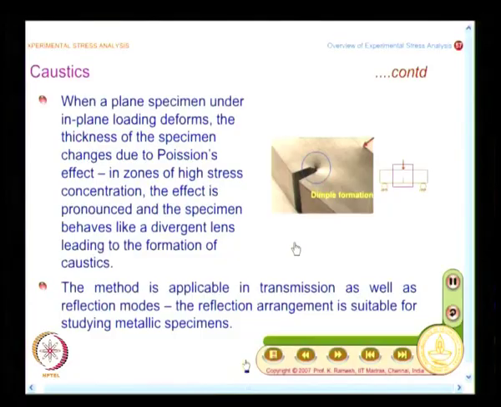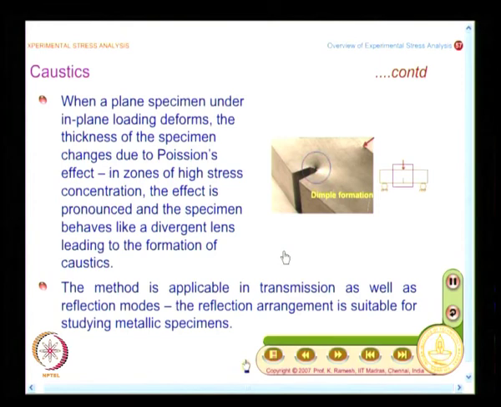opaque metallic specimens. Particularly in fracture mechanics, when people wanted to understand the plastic deformation at the crack tip, caustic really helped. For people who know a little bit of fracture mechanics, the concept of the HRR field, Hutchinson, Rice and Rosengren field near the crack tip, was very well established with the method of caustics. And what I will do is elaborate this aspect of the specimen becoming a divergent lens.